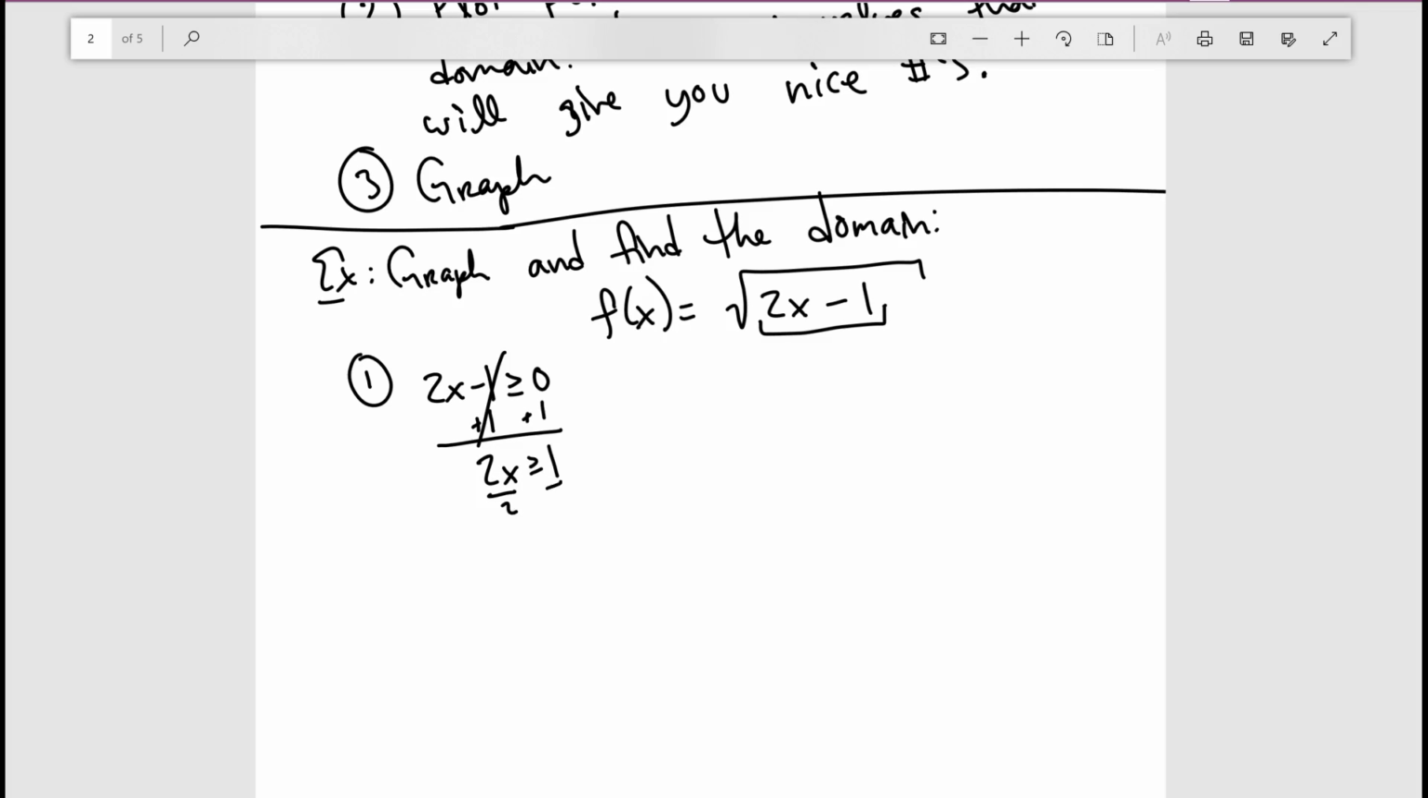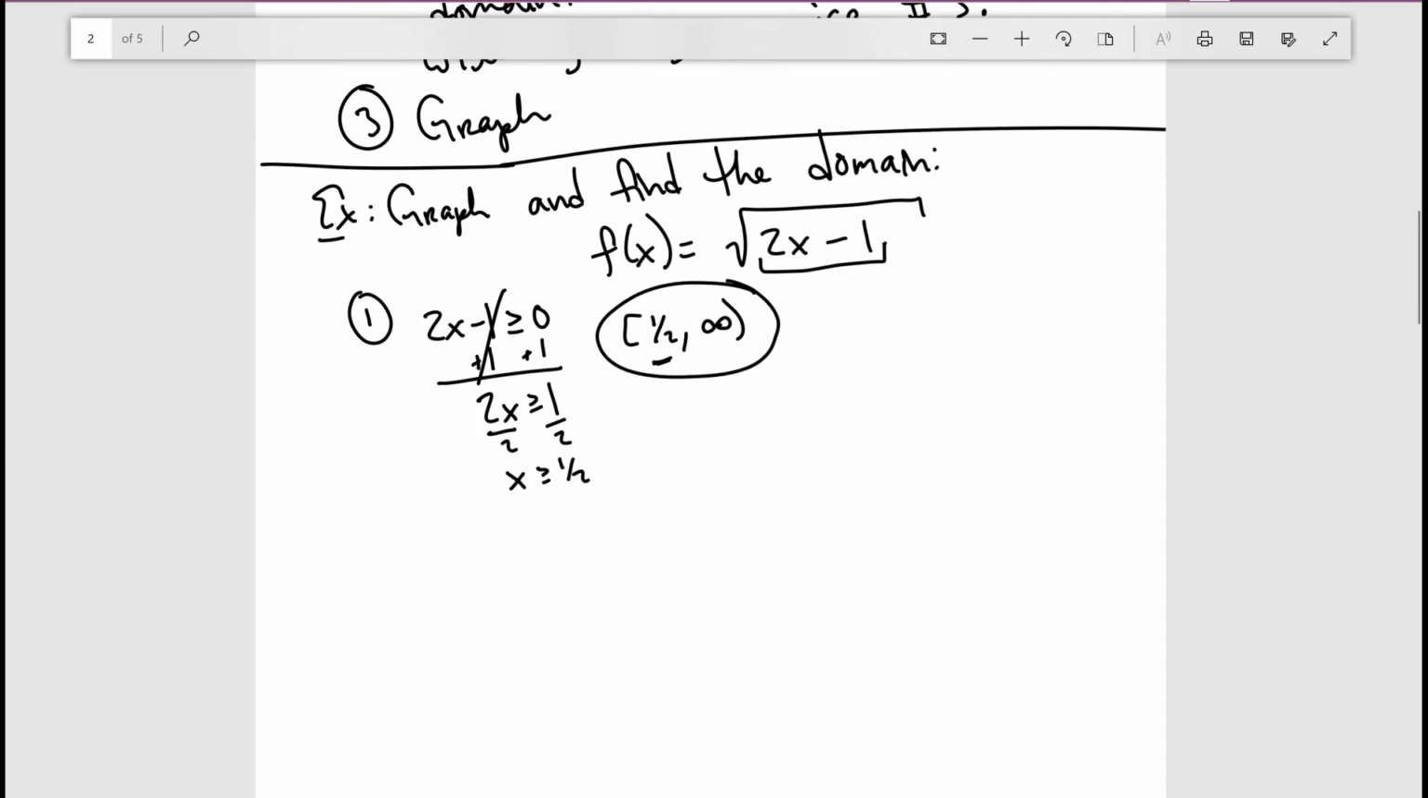And then I'm going to divide by 2. So x is going to be greater than or equal to 1/2. So my domain is going to be from 1/2 included all the way to infinity not included. So basically, when I'm plotting points, I should plot points starting from 1/2 all the way to infinity. Okay, that's what I should do.